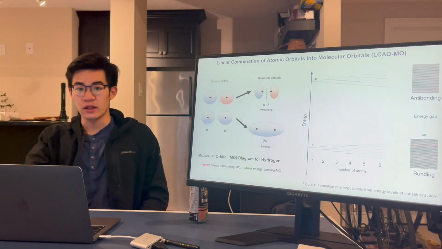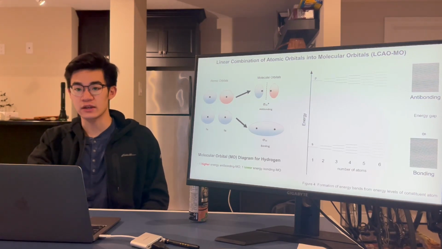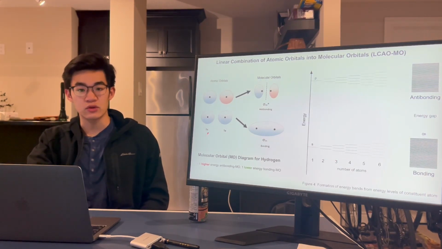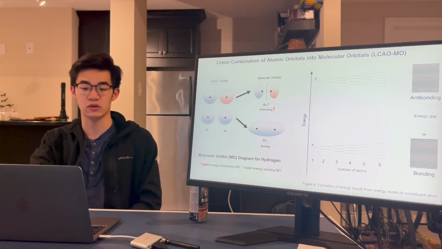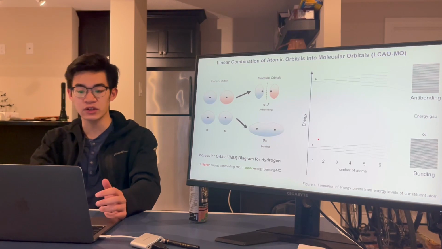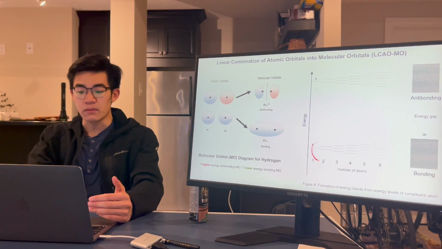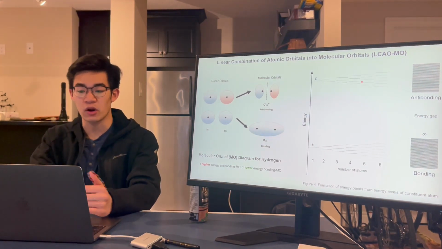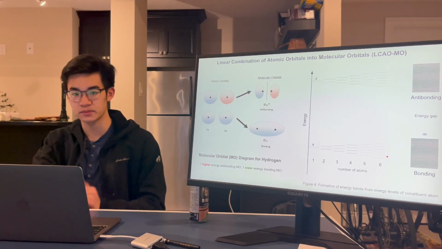The Schrödinger equation led to the development of the theory of linear combination of atomic orbitals into molecular orbitals, or LCAO-MO. It describes how two atomic orbitals can combine to form two molecular orbitals. In this example, two 1s hydrogen atomic orbitals combine to form a bonding orbital, which is lower in energy, and an anti-bonding molecular orbital, which is higher in energy. As you can see here, as the amount of atoms increases, you get more and more anti-bonding and bonding molecular orbitals that are closer and closer together in energy.